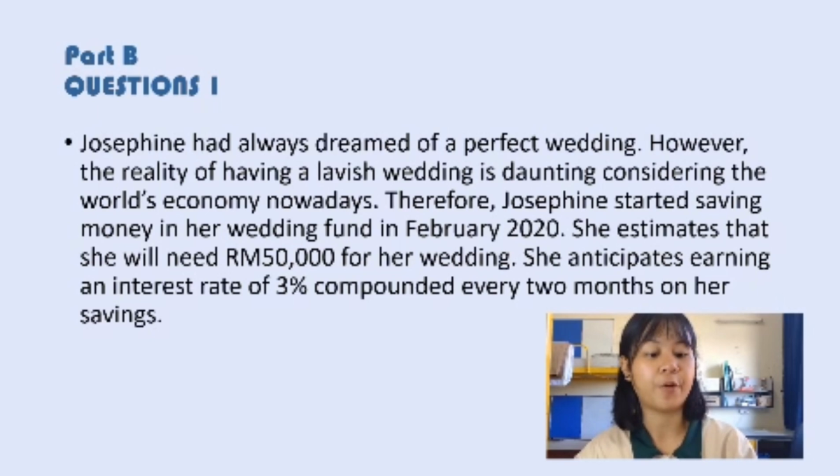Josephine had always dreamed of a perfect wedding. However, the reality of having a lavish wedding is daunting considering the world's economy nowadays. Therefore, Josephine started saving money in her wedding fund in February 2020. She estimates that she will need 50,000 for her wedding. She anticipates earning an interest rate of 3% compounded every 2 months of her saving.